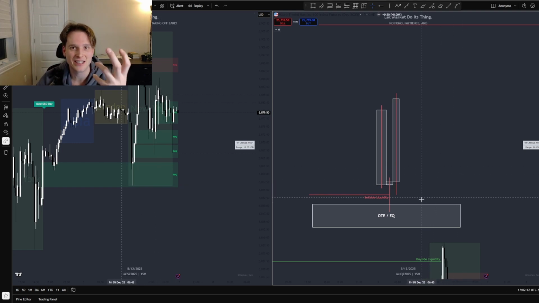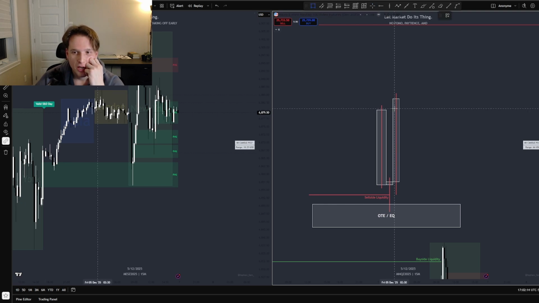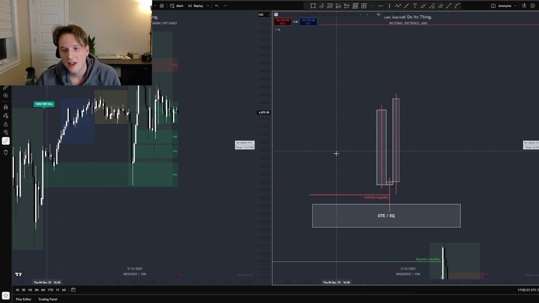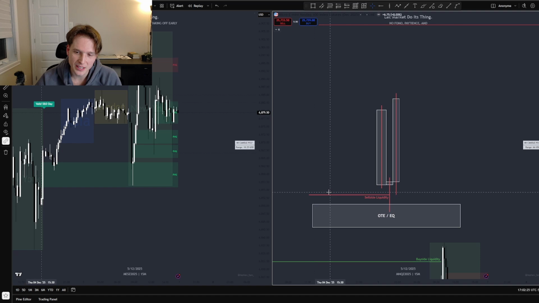Now, what exactly is a CRT? Sorry, I'm a little sick. So a CRT is when the first candle prints. It looks like this, just a normal candle. Then below this candle, you have some significant sell side liquidity.